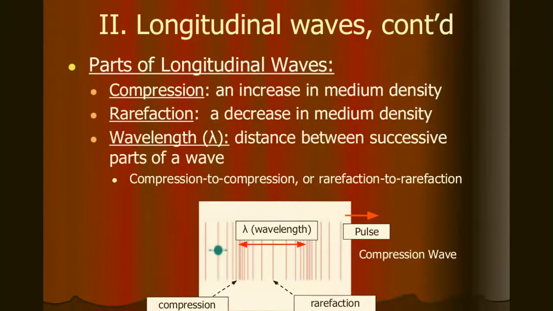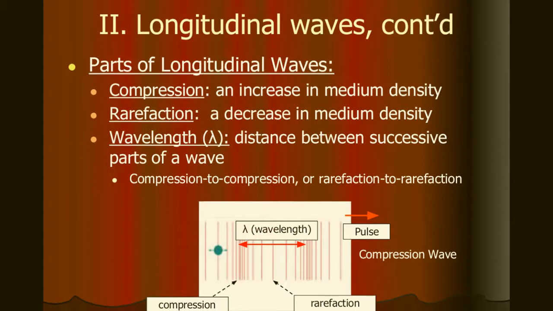Now looking at the parts of longitudinal waves, the compression is where they are compressed. So you see an increase in medium density. Think of a slinky that has very tight coils, and then you have a rarefaction. Think of the slinky that is now stretched out. So the compression is where you have an increase in medium density, and the rarefaction is a decrease in that medium density.